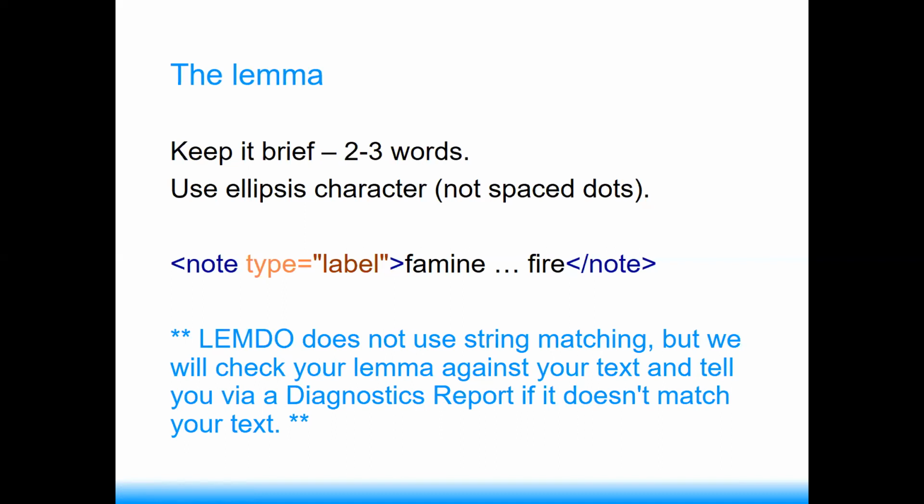But we do have diagnostics that check your lemma against your text. So if you happen to misspell famine in your note type equals label, we would flag for you that it didn't match what your modern text said. So that's a way of helping us avoid spelling mistakes and errors, but it won't fail the build because we are not relying on string matching to put annotations and the modern text together.